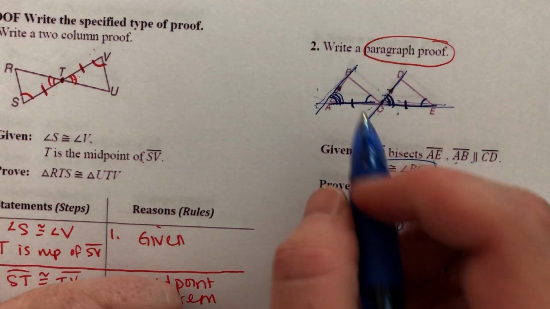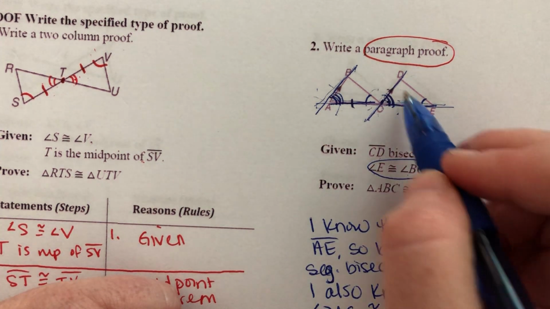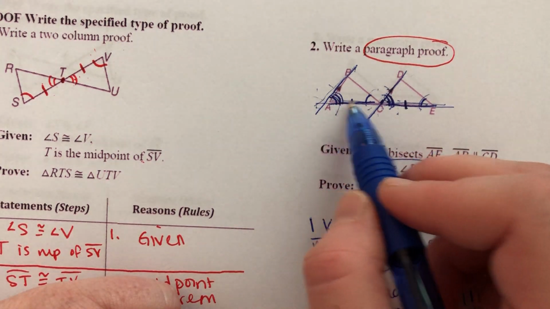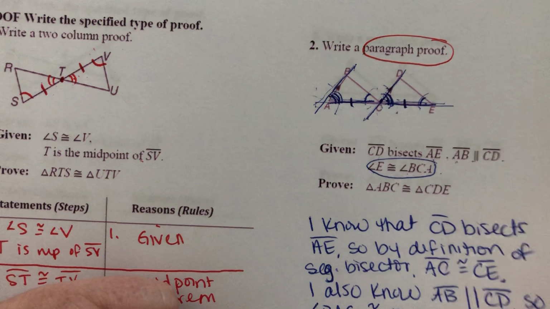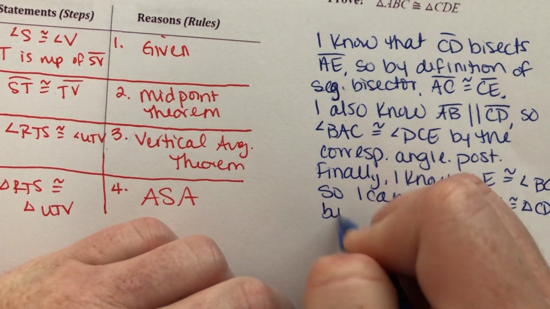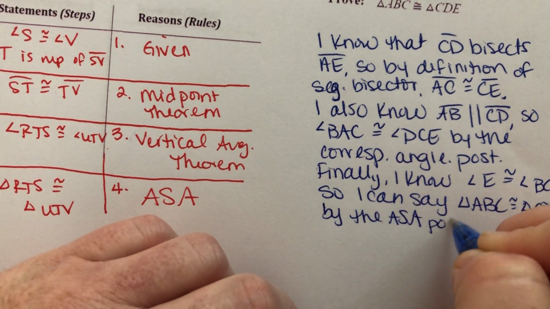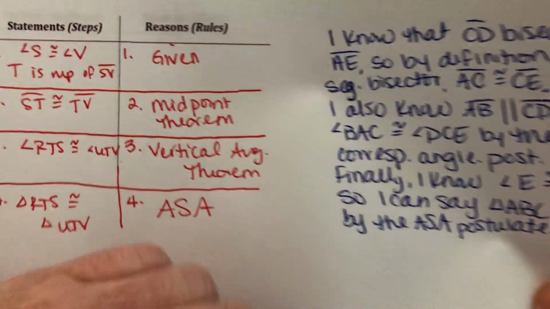Because of what? I've got an angle, a side, and an angle marked congruent to an angle, a side, and an angle. They're corresponding. So that's angle, side, angle in that order. Two angles and the included side. So I can say my triangles are congruent by the ASA postulate, or you could just say by ASA. Okay, so that's my little paragraph proof.